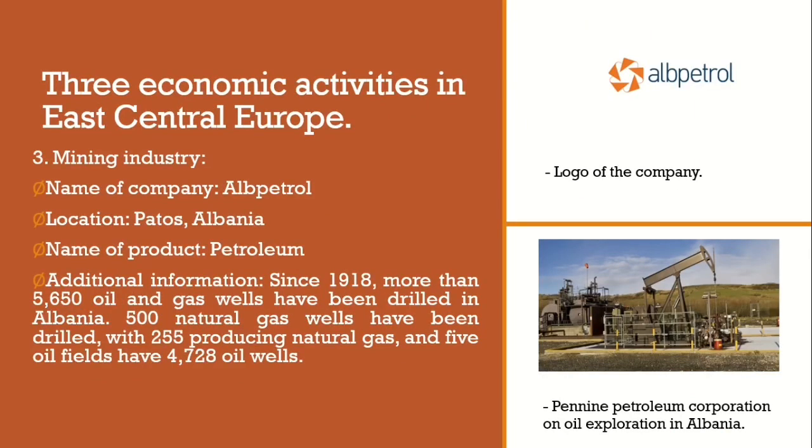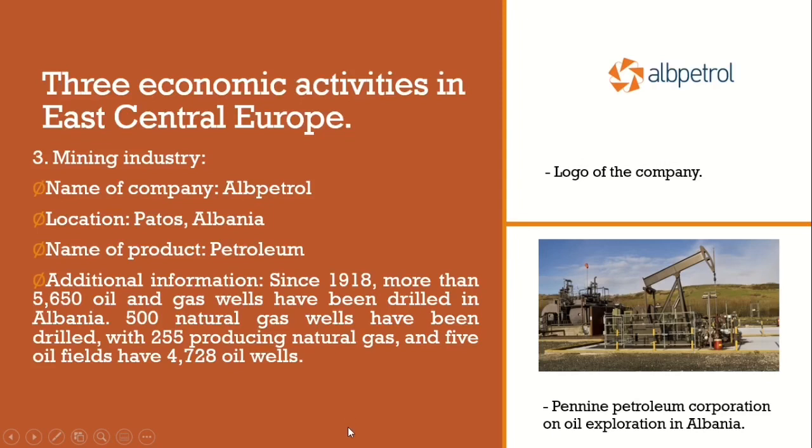We're moving on to the mining industry, which is Alp Petrol. Alp Petrol is located in Patos, Albania, and of course their product is petroleum. This is the logo of the company Alp Petrol, and this figure shows the Petromanas Petroleum Corporation on oil exploration in Albania. So Petromanas Petroleum is under Alp Petrol, or the subcontractor. They had collaboration with Albania so that they can explore many more oil fields in Albania. This is the machine they use to explore oil.